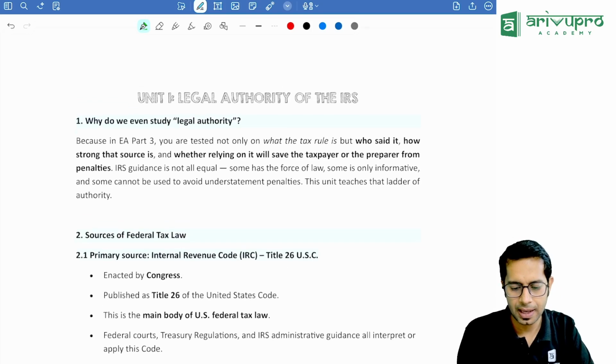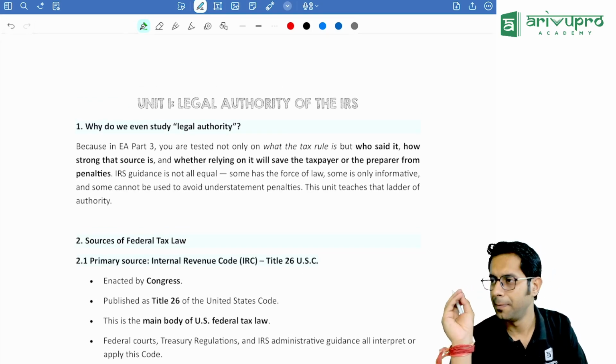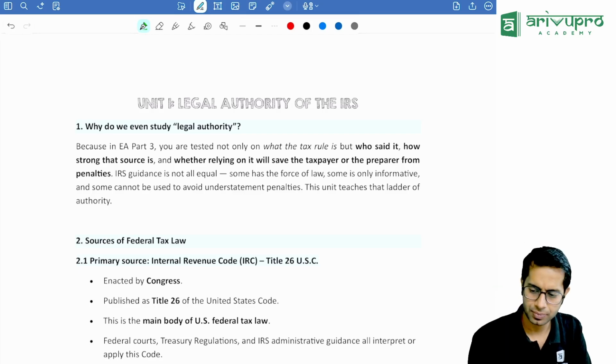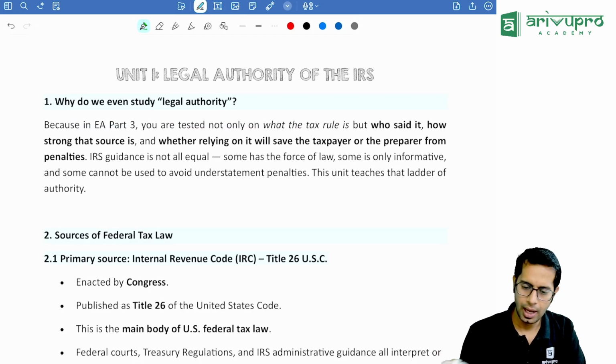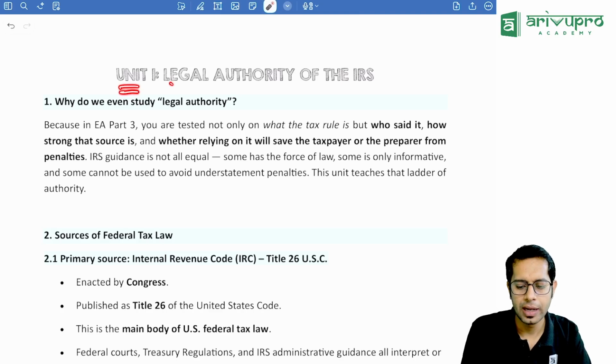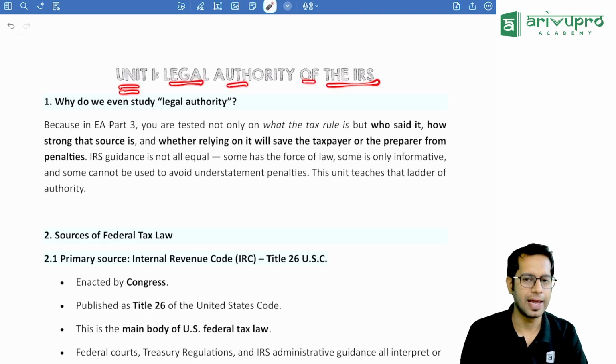We'll start learning from this material which I'm going to share with you. After the end of every chapter I'm going to share this material with you. In the group I'll share it, or it will be uploaded on the app which is accessible to all of you. Okay, unit number 1, legal authority of IRS.